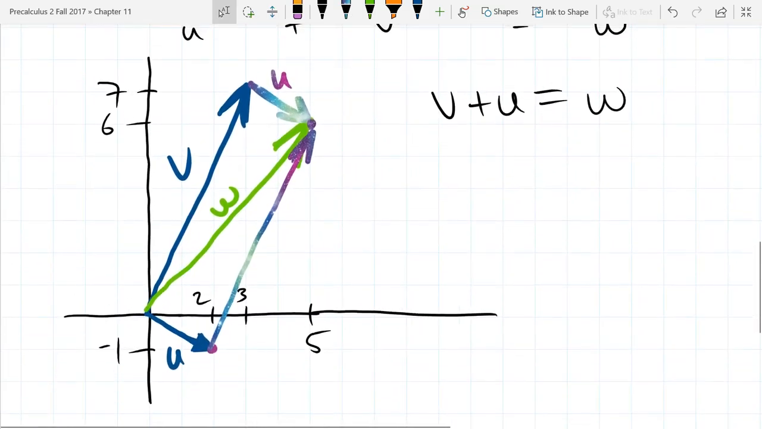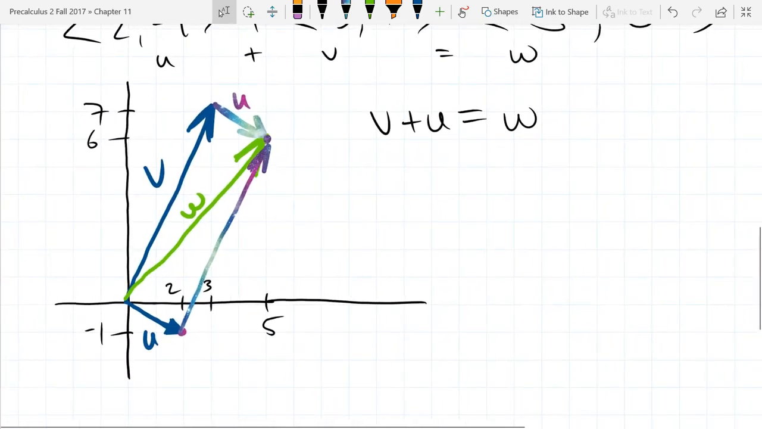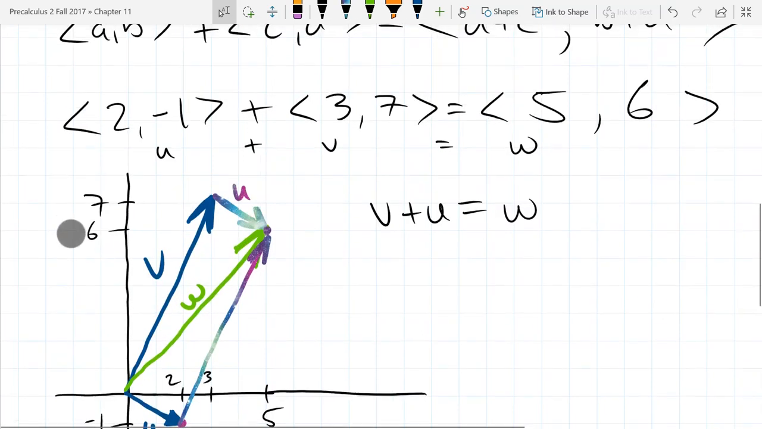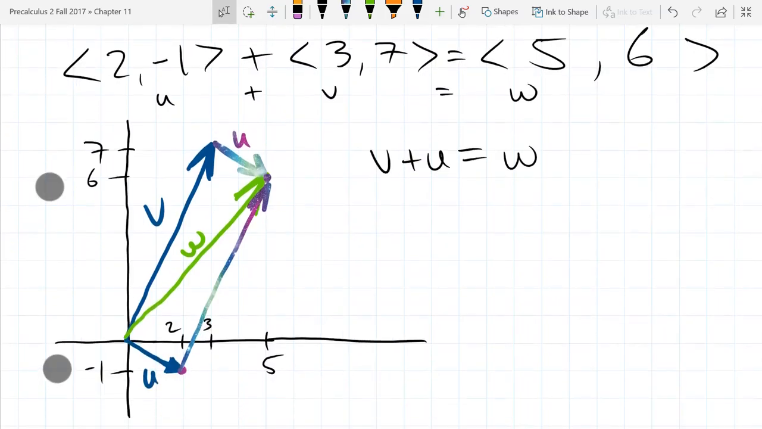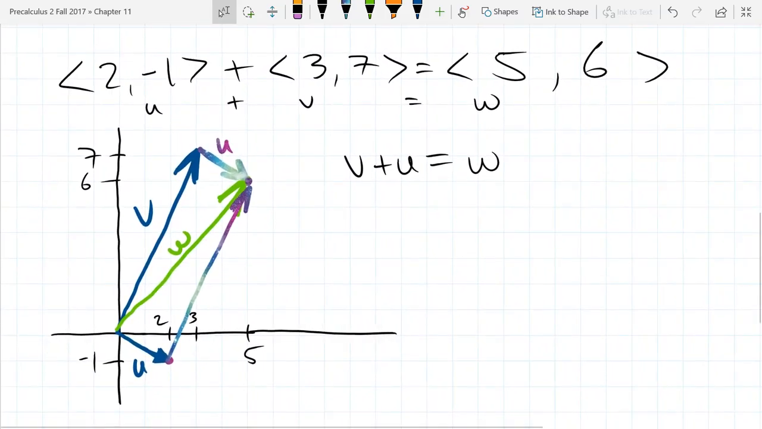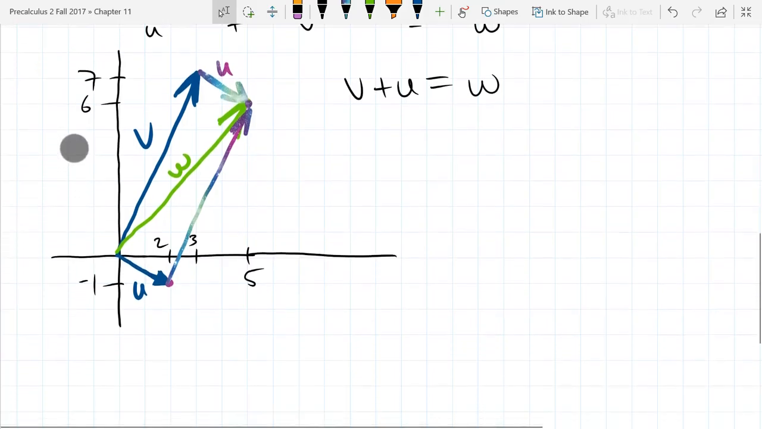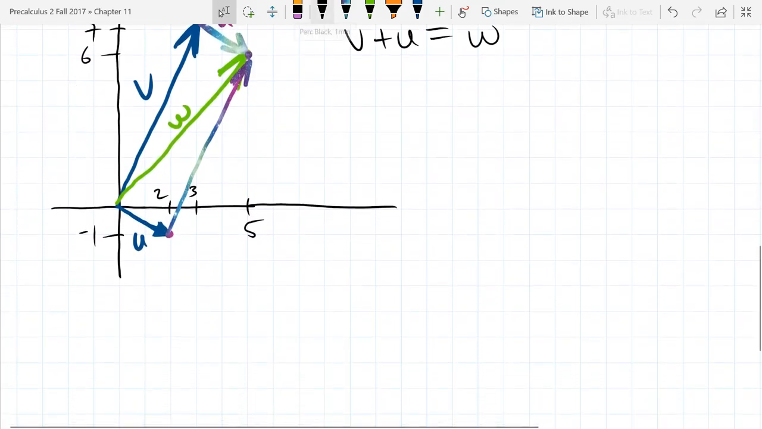All right, so head to tail works in either order. You can go u plus v or v plus u. And that makes sense because addition should be commutative. All right, so that's the geometric way to think about addition. And we'll go to scalar multiplication next.